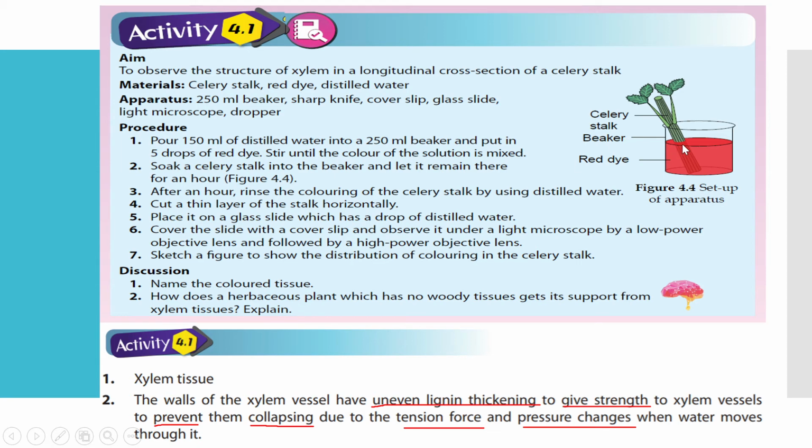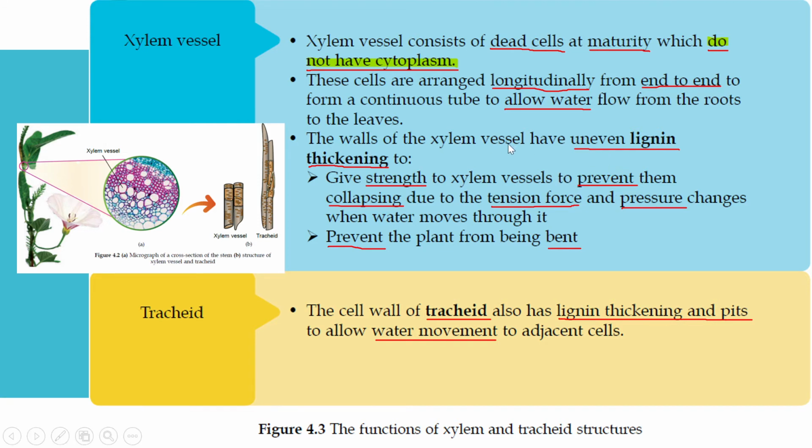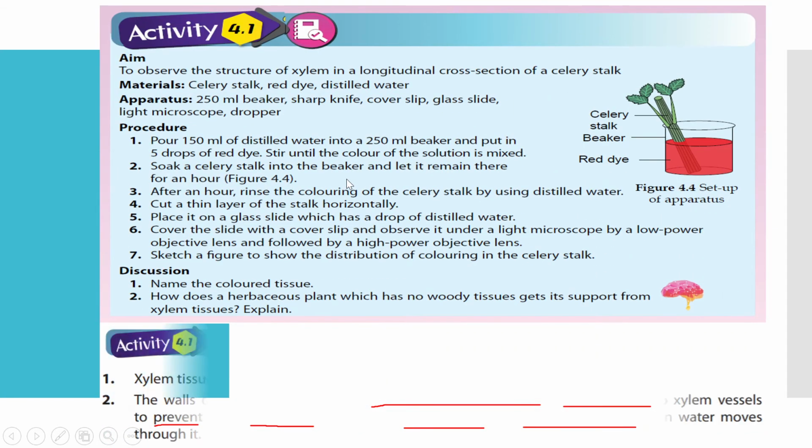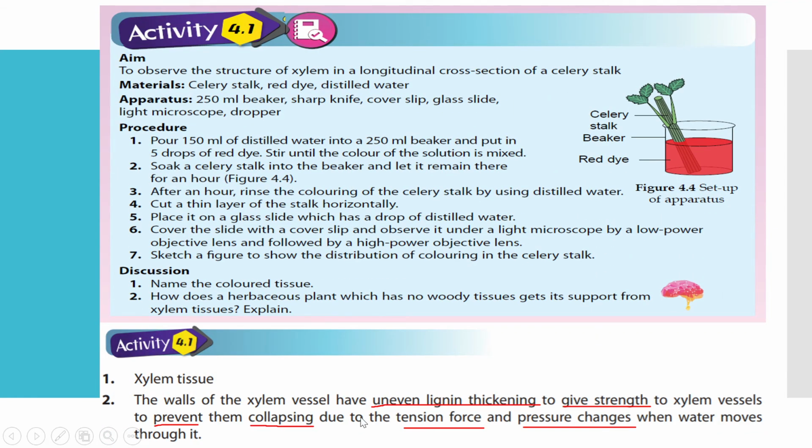Okay, since this is a herbaceous plant, that means it is not a woody plant. So without wood, no woody tissues, how is it able to get support for itself? Okay, from the xylem tissues. So here you have to apply what you've just learned about the xylem vessels, that they have this uneven lignin thickening to give strength to the xylem vessels, preventing them from collapsing due to the tension force and pressure changes whenever water is moving through it.